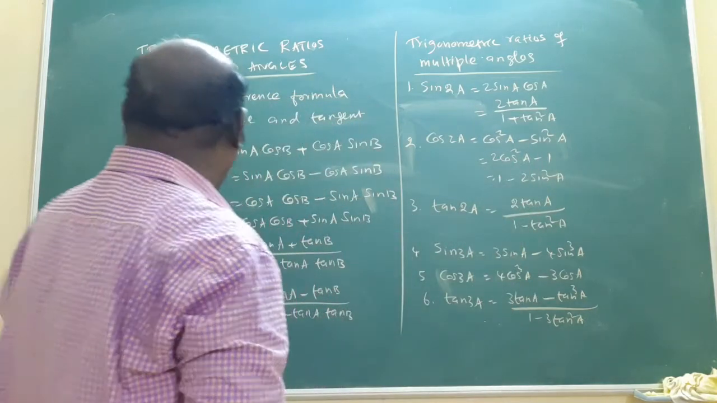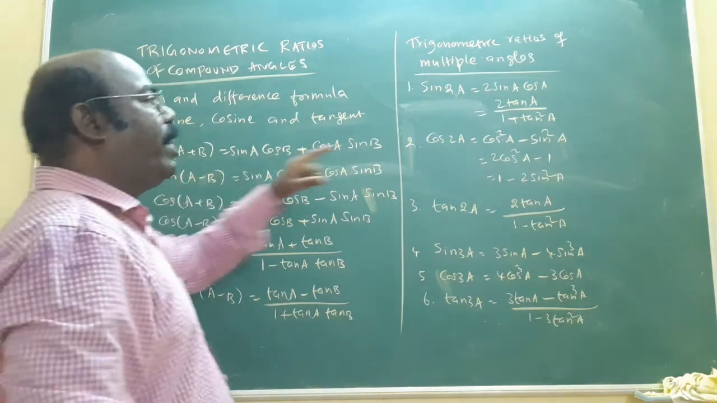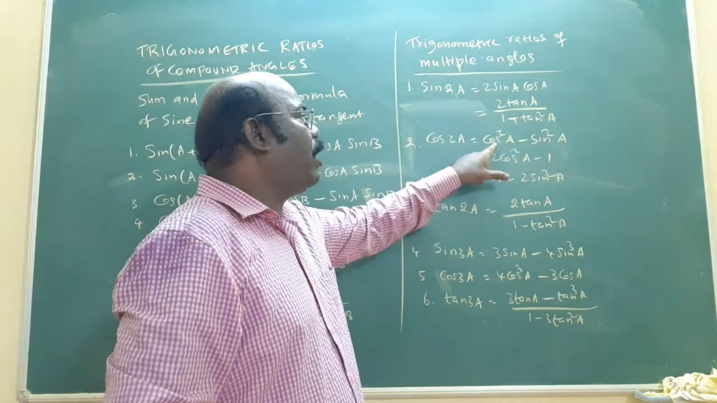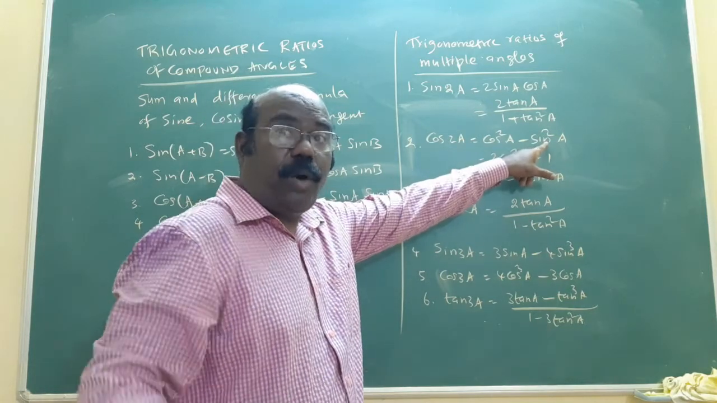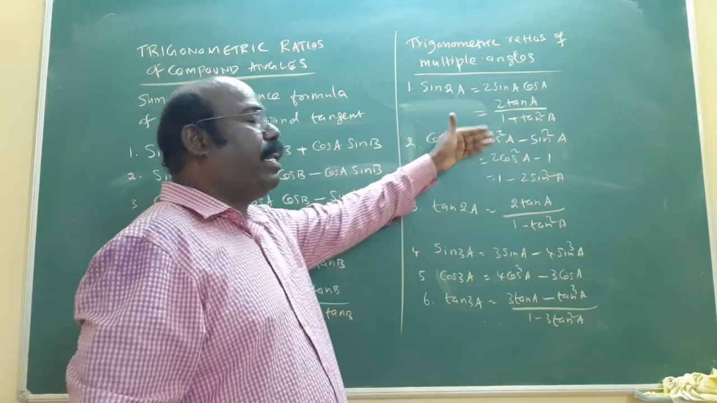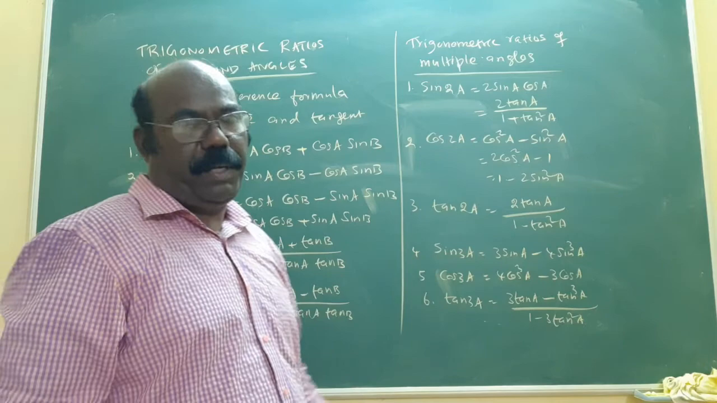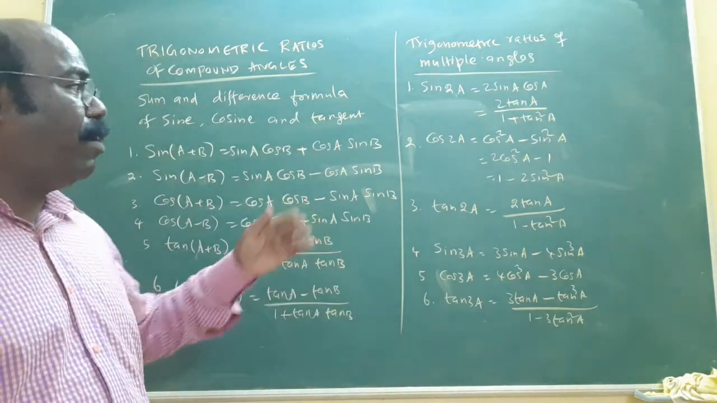What I told you: from the cos A plus B formula, put B equal to A, we get this formula. Put cos square as 1 minus sin square, we get this formula. Put sin square as 1 minus cos square, we get this formula. From one formula, you derive 3 formulas. There are so many formulas, but all the formulas are derived from the previous formula.